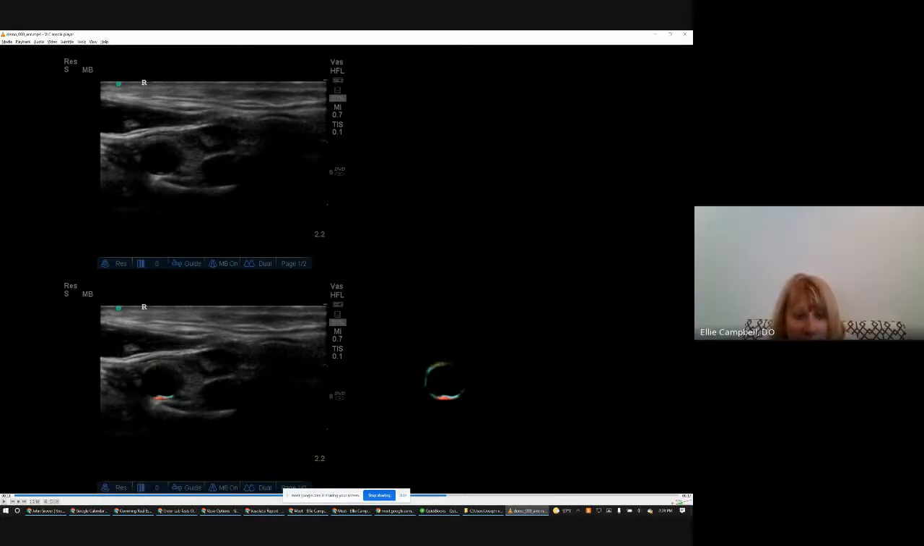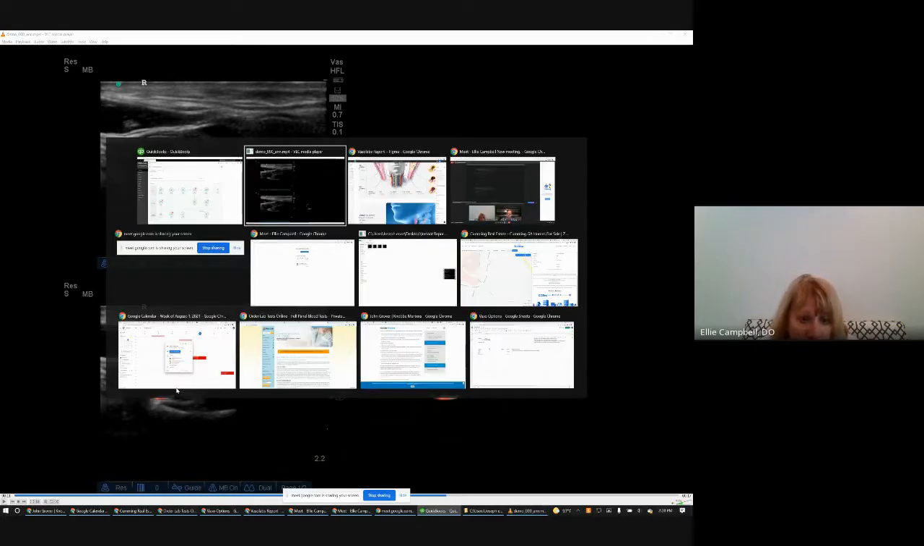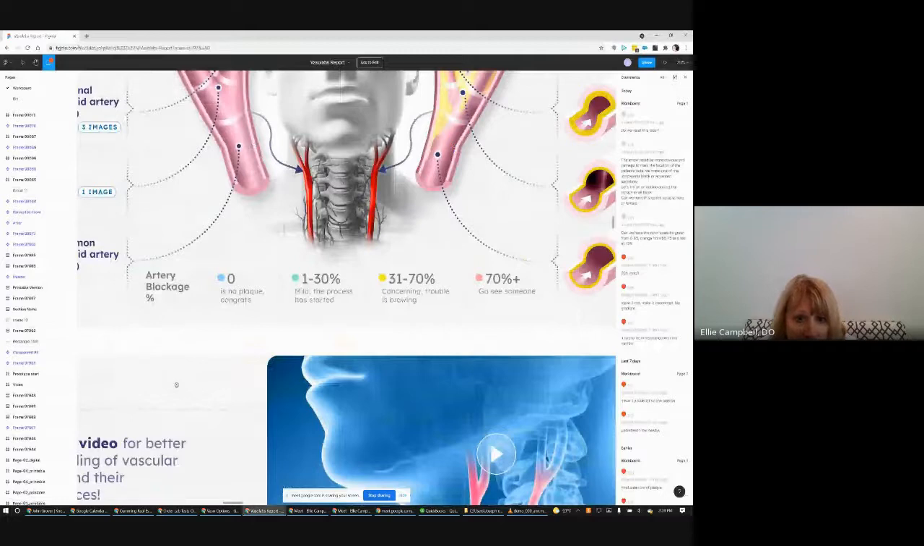Well, it's always compelling. Any blockage is compelling, but I don't treat a 0% blockage any different than a 15% blockage, any different than a 30% blockage. I treat risk factors in everybody. But when they're 30 to 70%, now we're getting a little bit different. Now we're really full court pressing. Now we're not just screening anymore. Now we're treating. We may even get a consult with a vascular surgeon.